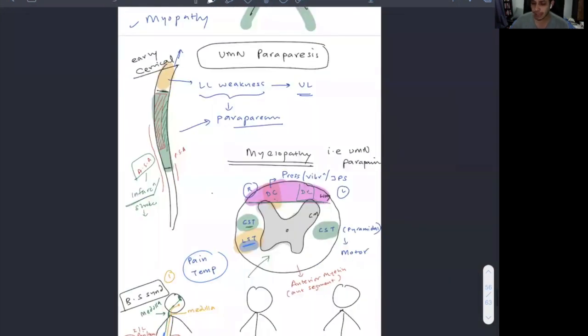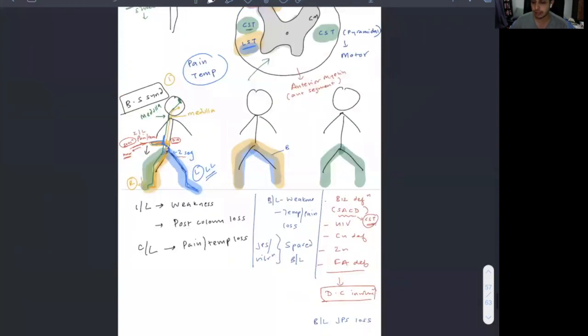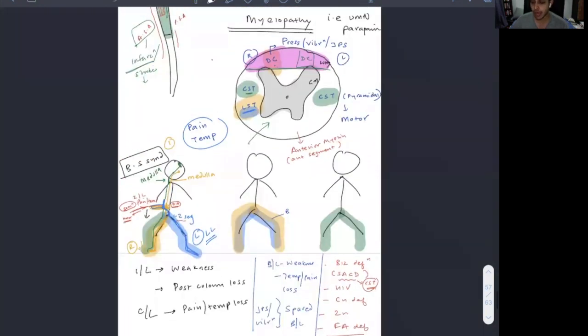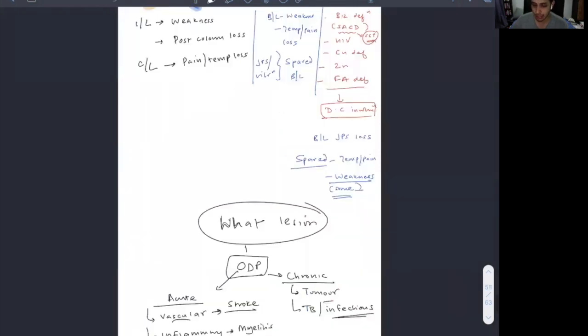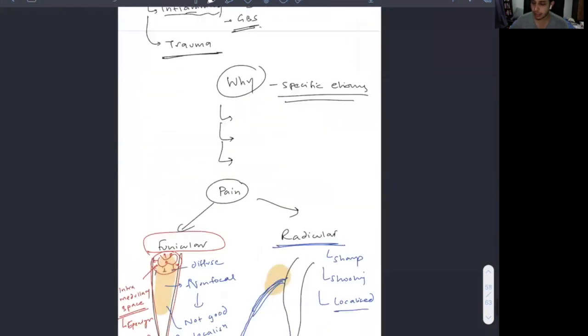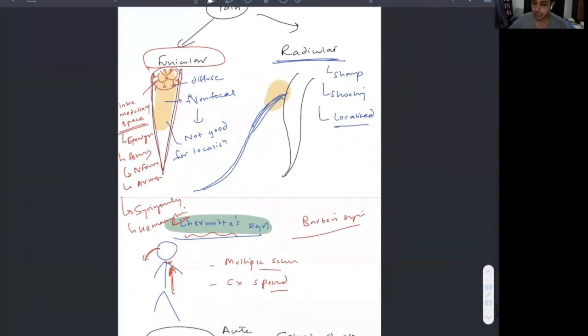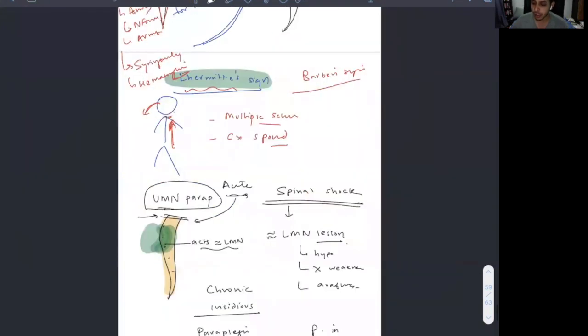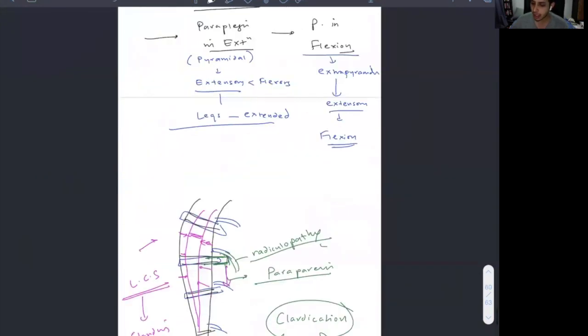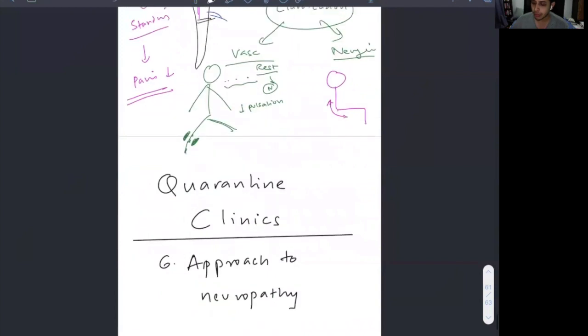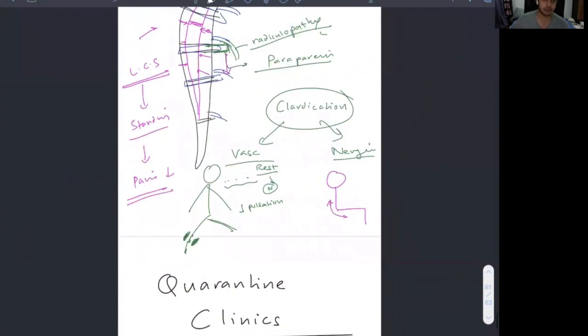And we spoke about the characteristics of different kinds of myelopathy: Brown-Sequard syndrome, an anterior myelitis or a posterior myelitis. And we spoke about the different types of pain that you can get, which are funicular and radicular, and Lhermitte's sign. And we spoke about claudication.